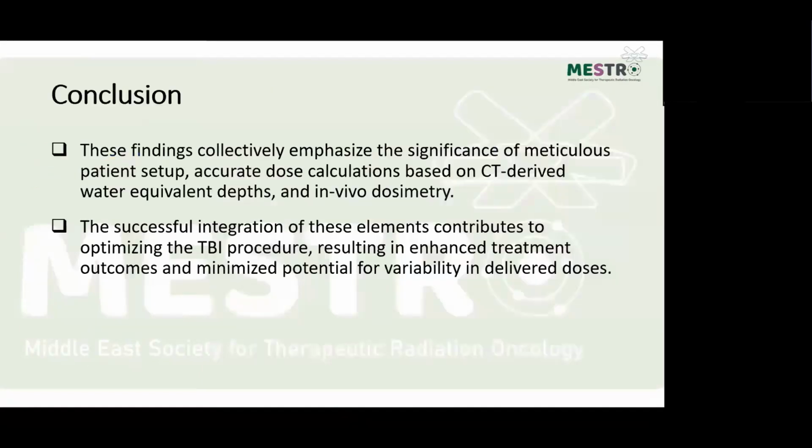Conclusion. Collectively, this emphasizes the significance of meticulous patient setup, accurate CT-based dose calculation, and water equivalent depths, which improve our outcomes and give us better accuracy as well. The successful integration of these elements contributed to the optimization of the TBI procedures, resulting in enhanced treatment outcomes and minimized variability in the delivered dose.